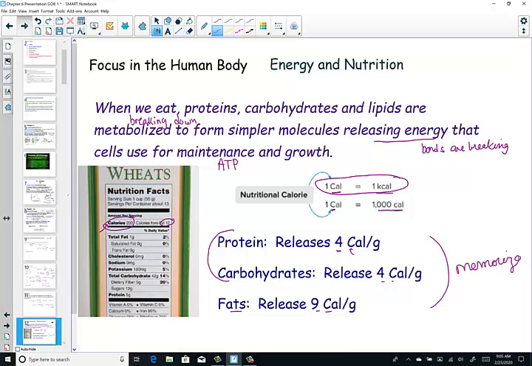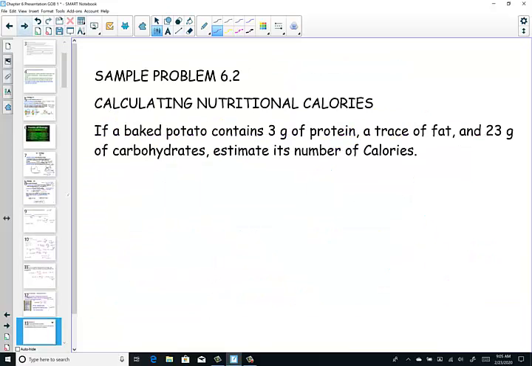We can apply that into some sample problems where we calculate nutritional calories. Let's say we eat a baked potato and it has 3 grams of protein, a trace of fat, not even enough to calculate, and 23 grams of carbohydrates. Estimate the number of food calories that you ingested by eating the baked potato.